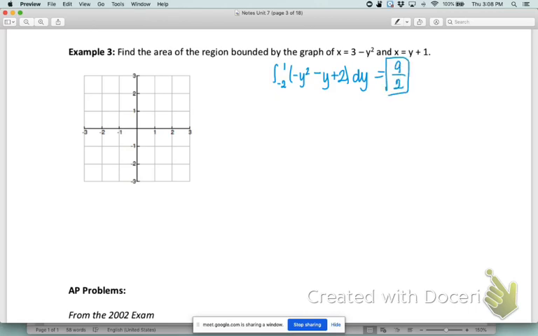And so that's just an example of how you can work these with horizontal rectangles instead of just vertical. And sometimes this is going to make the problem a whole lot simpler. You can always choose to do one or the other, but typically one is going to be easier than the other. So that's just something to keep an eye out for.